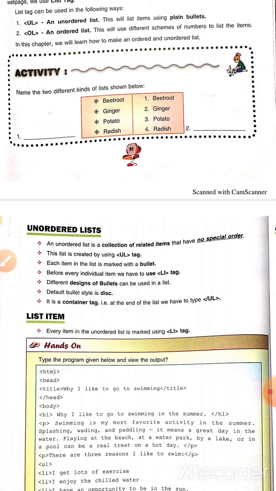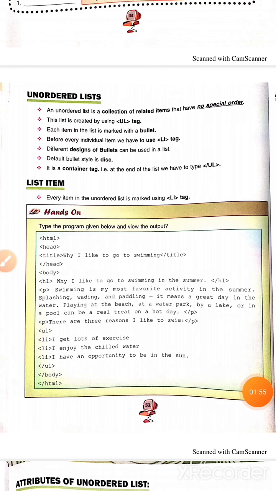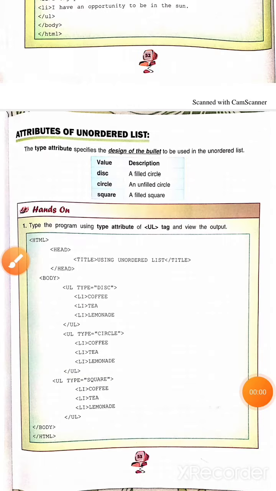It is a container tag. It has an end tag, and for adding items we need to use the li tag. So each list item starts with the li tag. The li tag is used to add a list item, and this is a container tag.